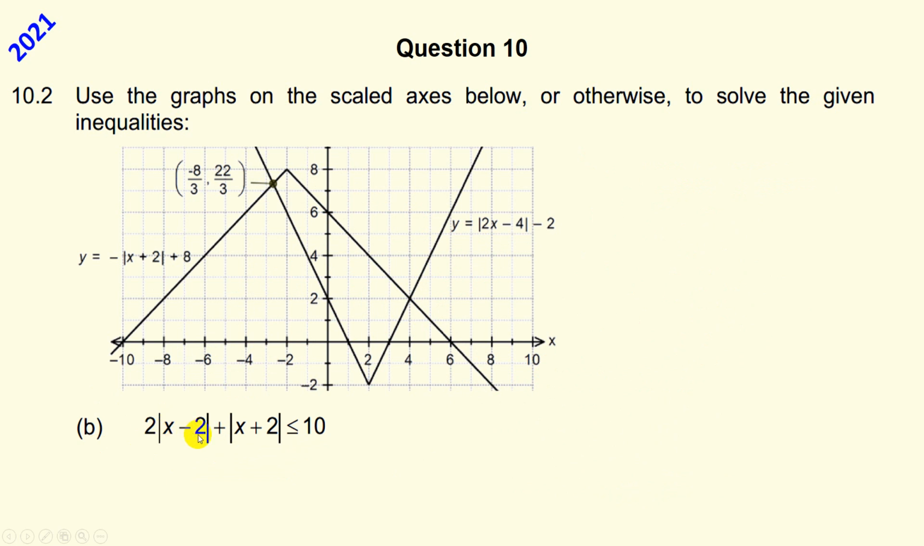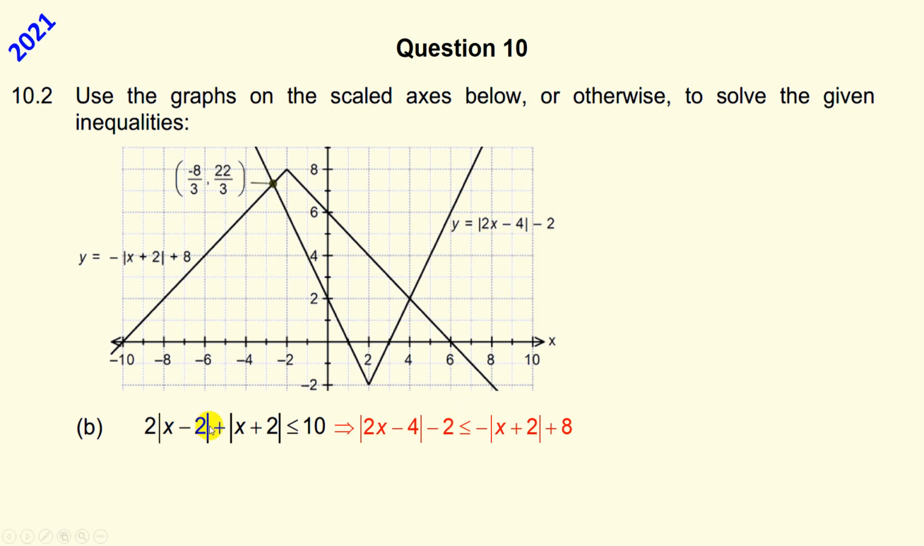Twice absolute value of x minus 2 plus absolute value of x plus 2 is less than or equal to 10. Here all we can do is hope that it doesn't get too complicated. I'm going to take one of the graphs, so I'm going to establish one of the graphs. So absolute value 2x minus 4 minus 2. So I'm going to establish that on the left-hand side.